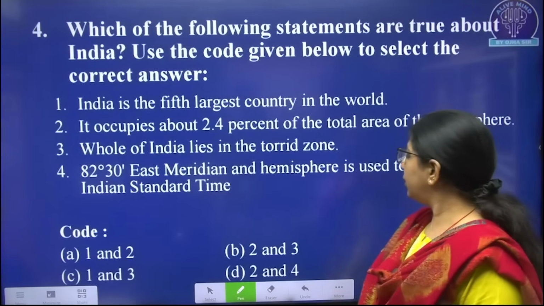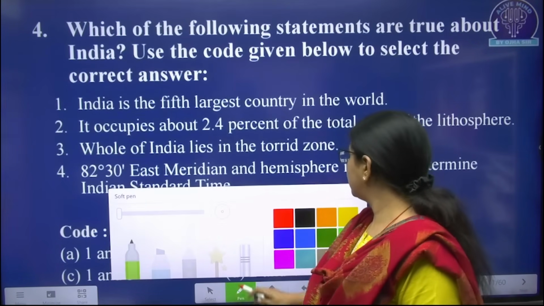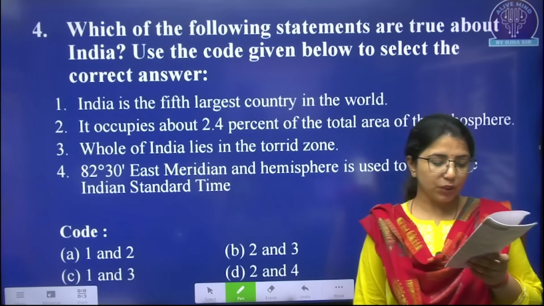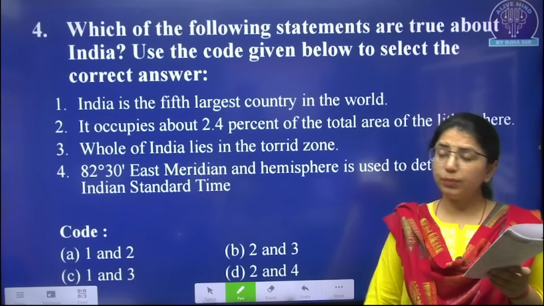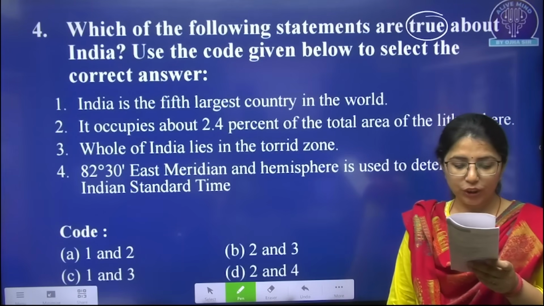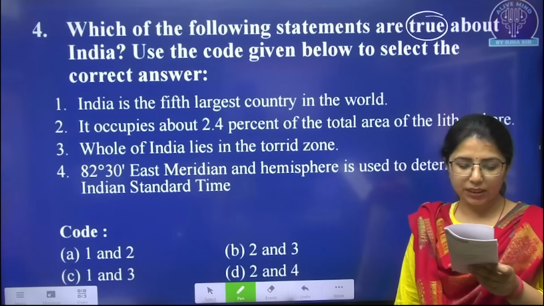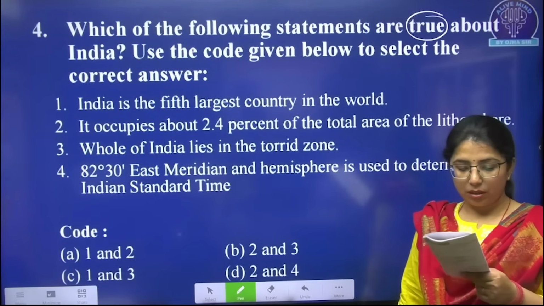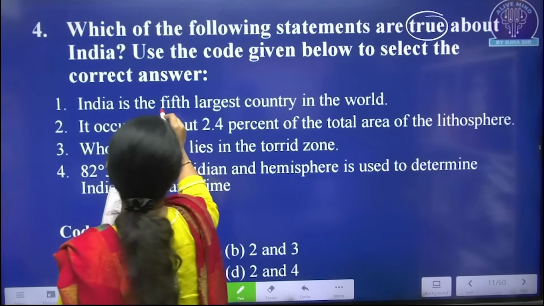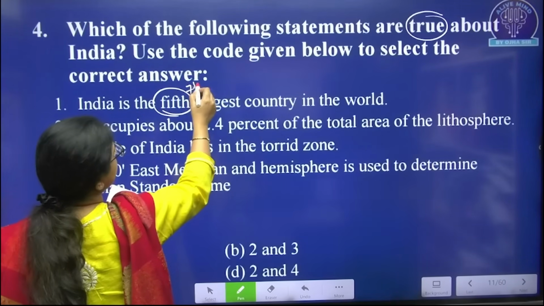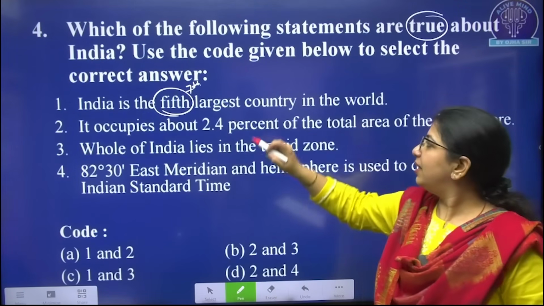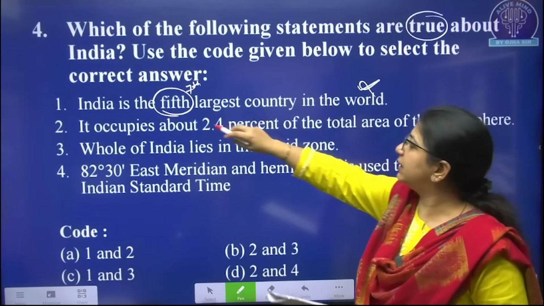So let's come to the second topic. Question number 4 is, which of the following statements are true about India? Use the code given below to select the correct answer. Again, they have asked the same fact but with a different theme. See, 5th, no, it is the 7th largest. You have done this in the PYQ and again they have repeated it. This is wrong, sorry, it is the 7th largest.